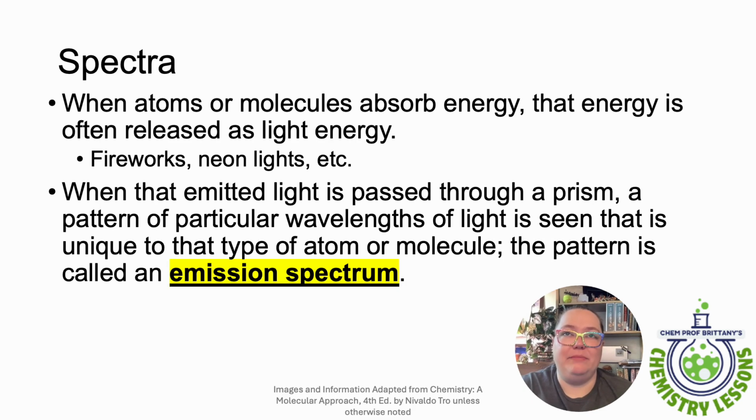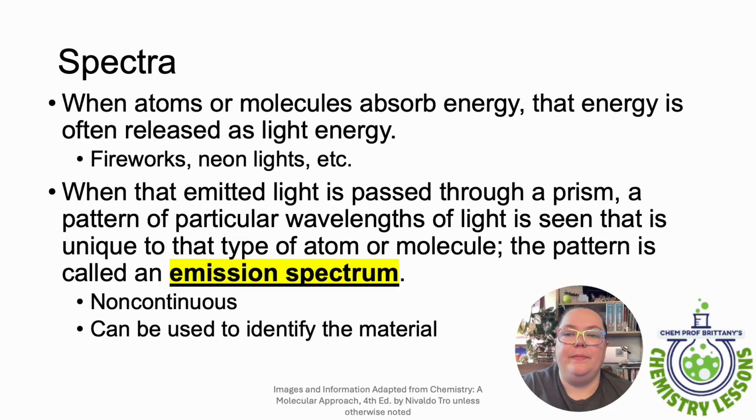So when emitted light is passed through a prism, whatever color that light is, a pattern of particular wavelengths of light is seen, and that is unique to whatever atom or molecule it is that we are talking about. This is called an emission spectrum. It is a non-continuous beam of light, and I'll talk about that again in a couple of slides. It can be used to identify the material, and we can also do what we call flame tests.